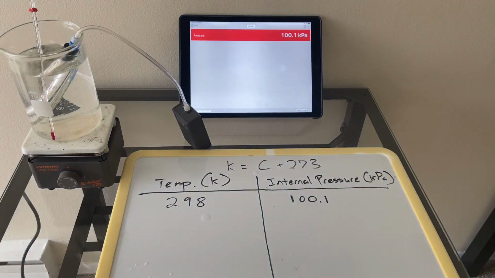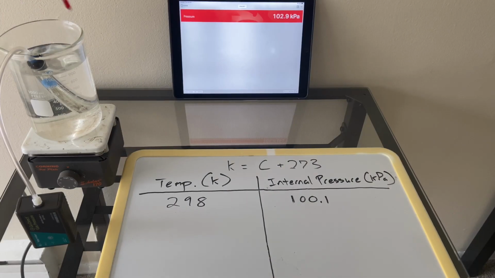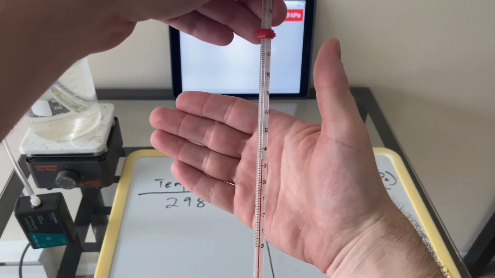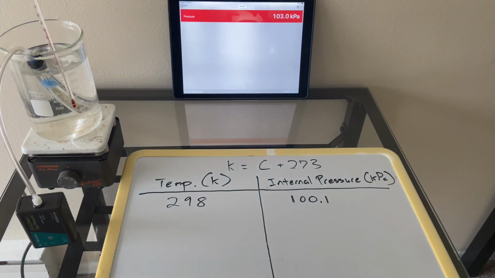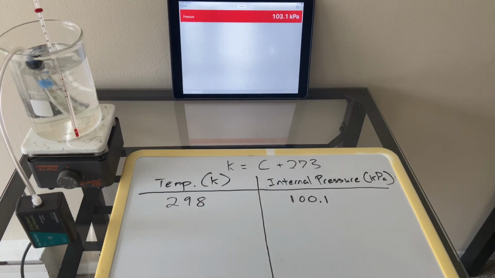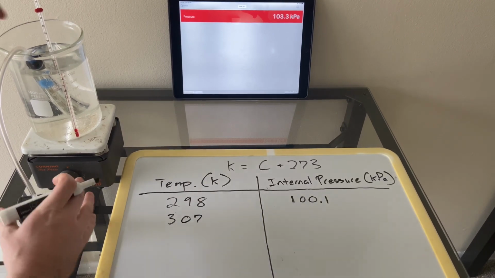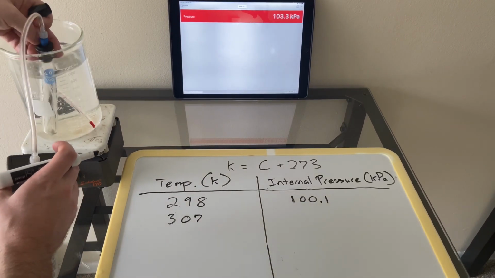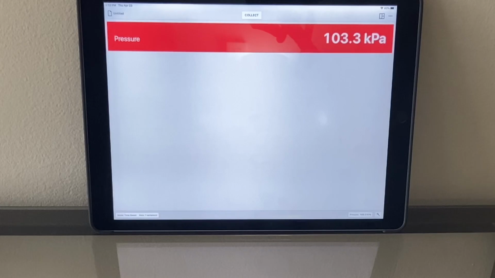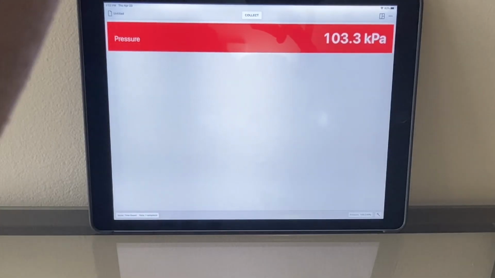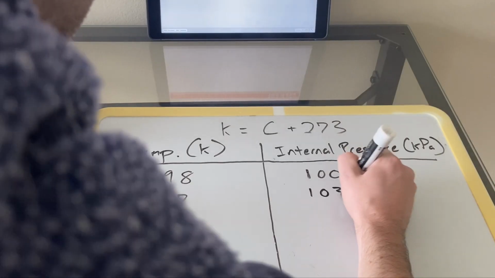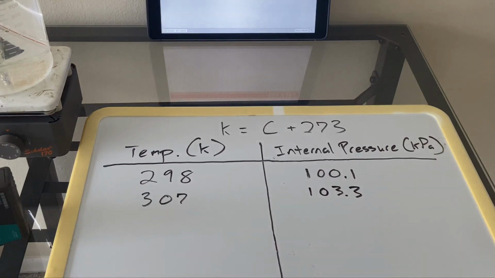Now I'm going to go ahead and move our water over to this hot plate here. I'm going to let it heat up for about 2 minutes and check the temperature again. See, it's about 34 degrees Celsius, which is 307 Kelvin. So we add 273. And if we look on the pressure sensor, it's about 103.3 kPa for the pressure.